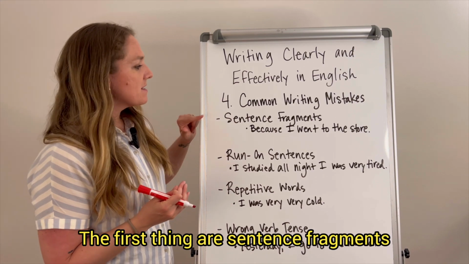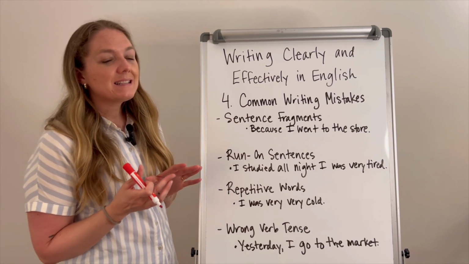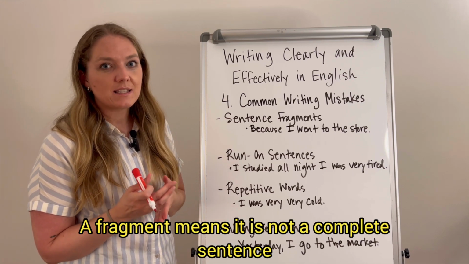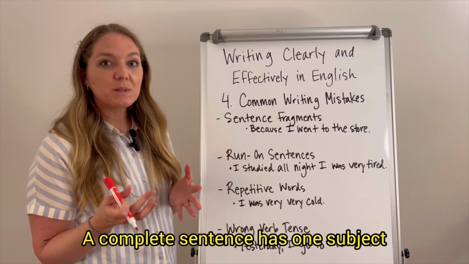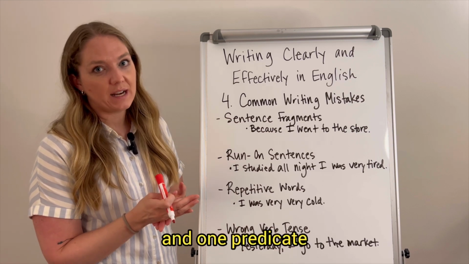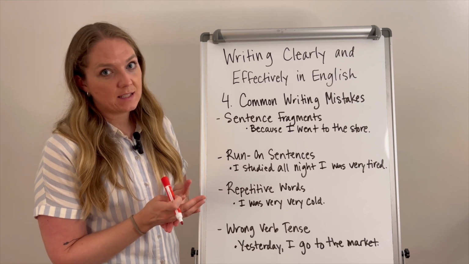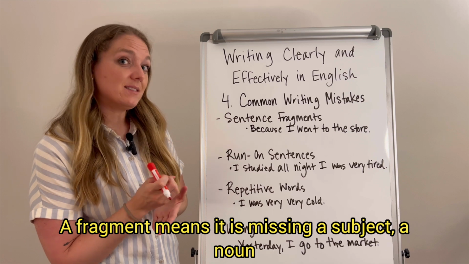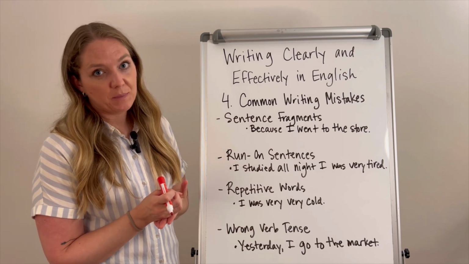The first thing is sentence fragments. A fragment means it is not a complete sentence. It is missing something. A complete sentence has one subject and one predicate. A fragment means it is missing a subject, a noun, or a predicate, the verb.